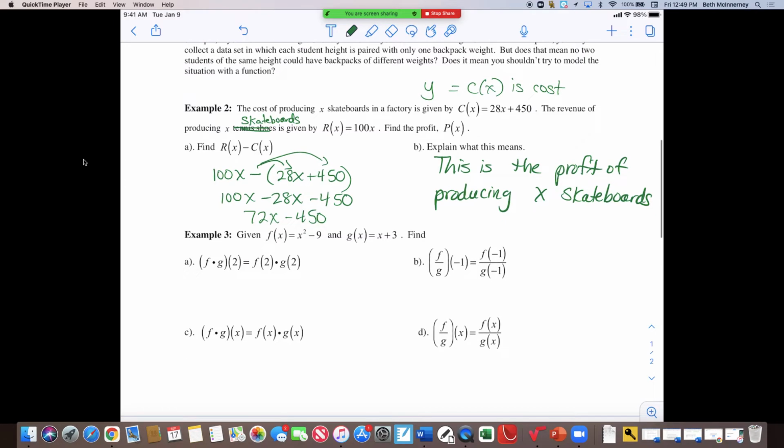All right, example 3, f of x equals x squared minus 9, and g of x equals x plus 3. So if I want f times g of 2, and I went ahead and stated it for you this time, that's f of 2 times g of 2. I'm going to pause a moment and give you a head start. And if you're a fast worker, go on to B, but maybe wait for me for C and D.